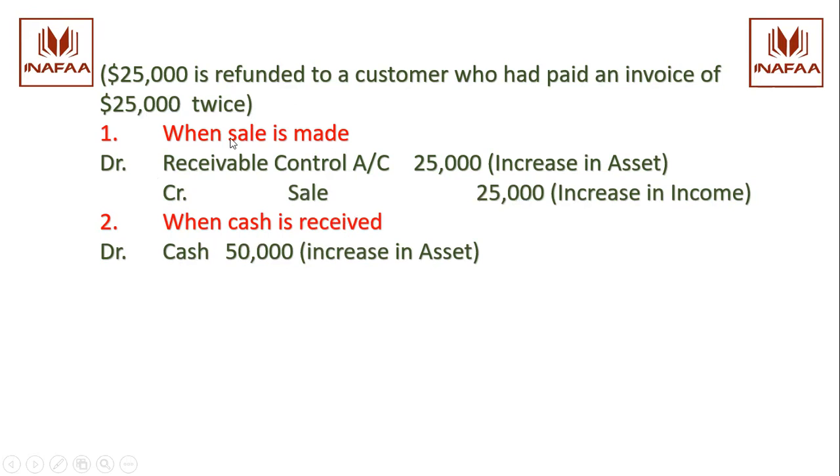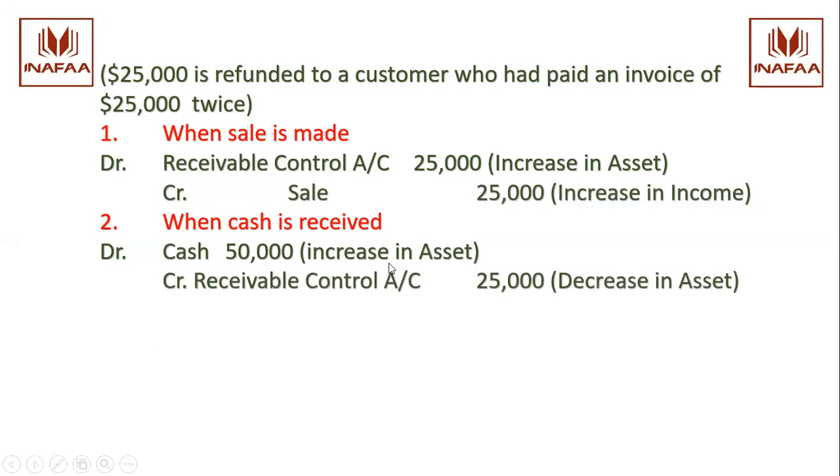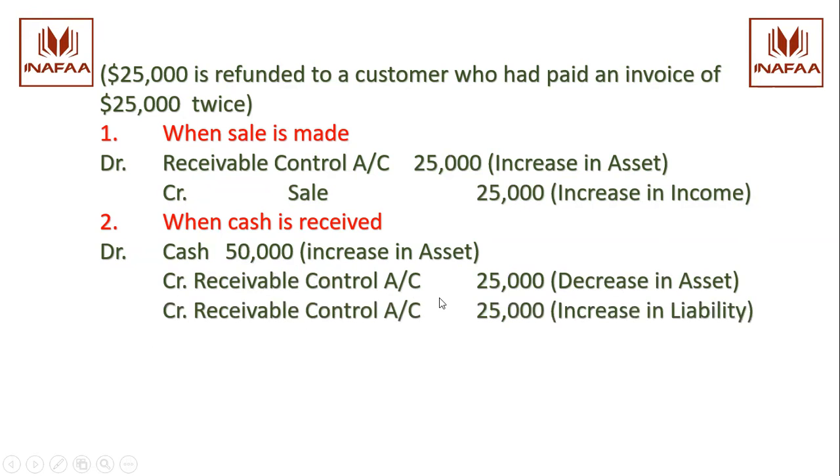But the receivable which we created was of $25,000. So we shall only credit receivable control account with $25,000 because our asset was only of $25,000. So we will decrease our asset to zero. This is one step. But as we have received $50,000 instead of $25,000, we shall create a liability in the receivable control account of $25,000. Now, the first credit in the receivable control account is due to decrease in asset, but the second credit in the same account is due to increase in liability.